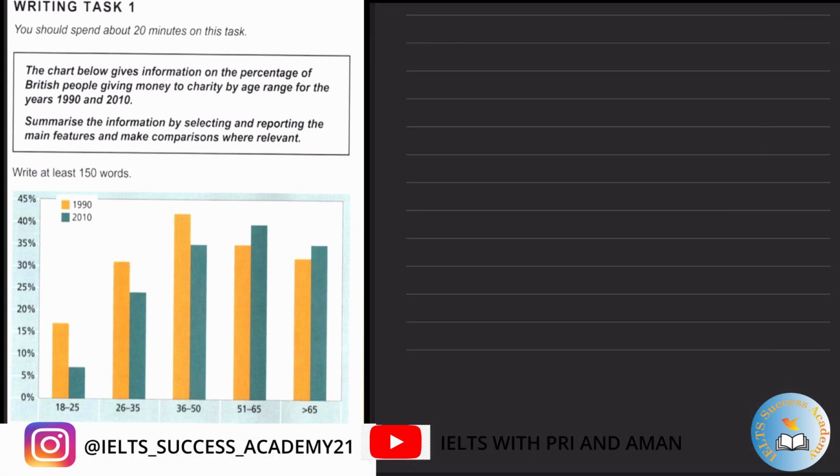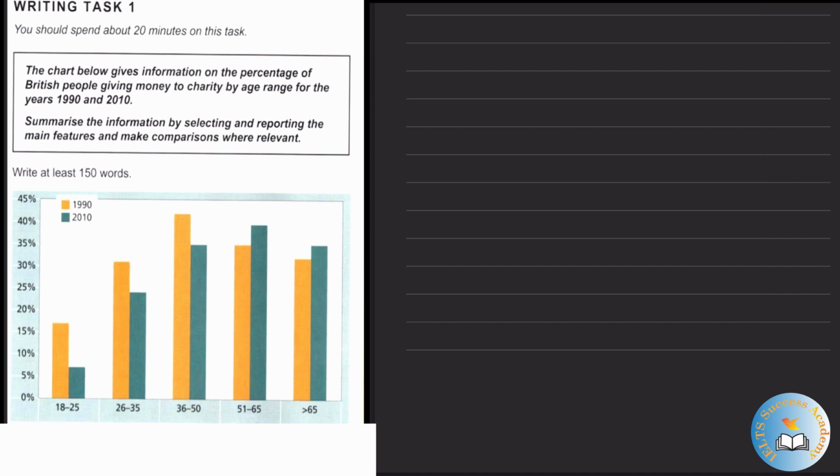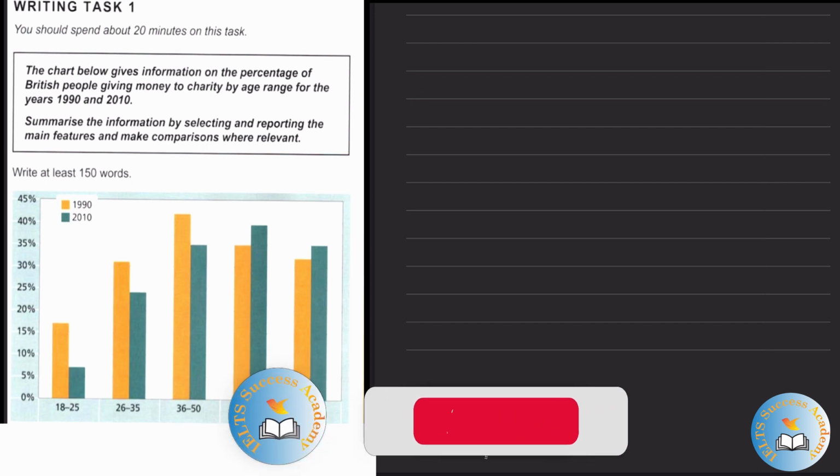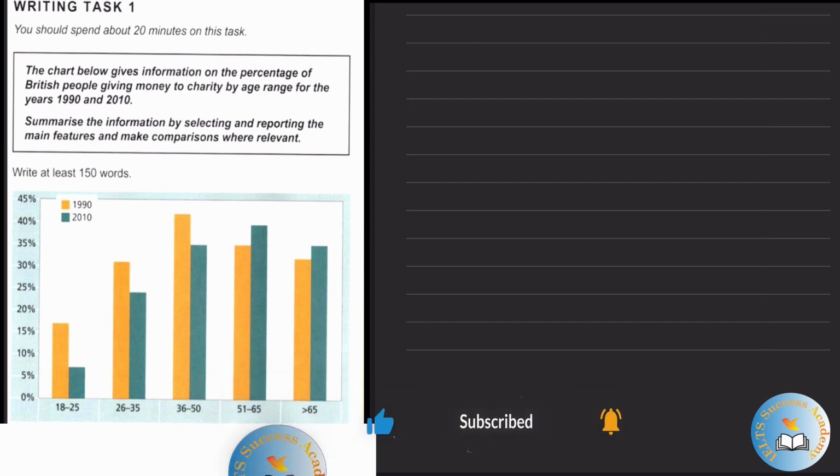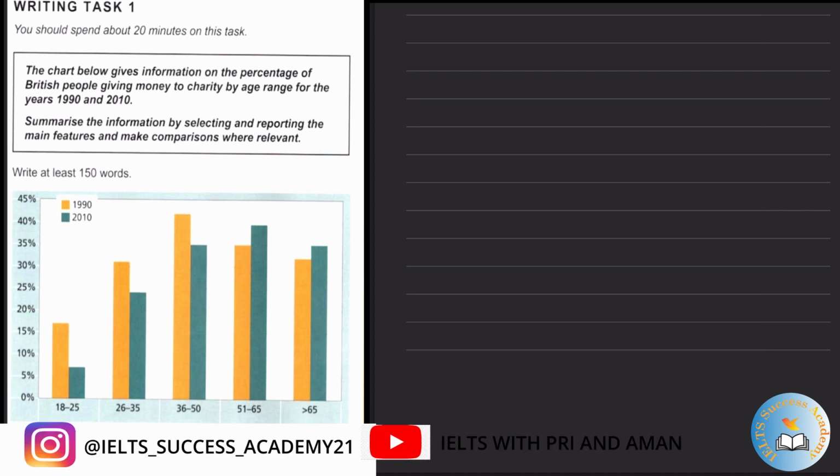So this is a sample from the official Cambridge IELTS test, writing task 1. The question states, the chart below gives information on the percentage of British people giving money to charity by age range for the years 1990 and 2010. Summarize the information by selecting and reporting the main features and make comparisons where relevant.